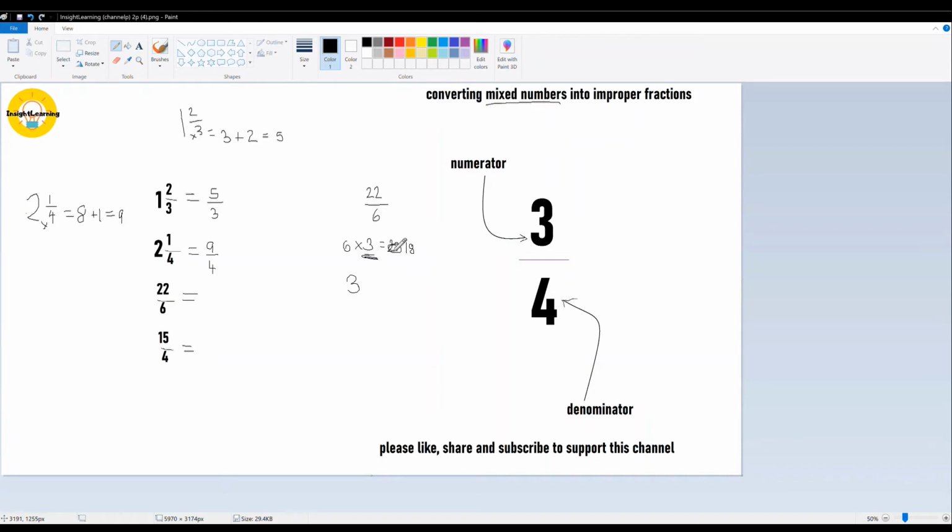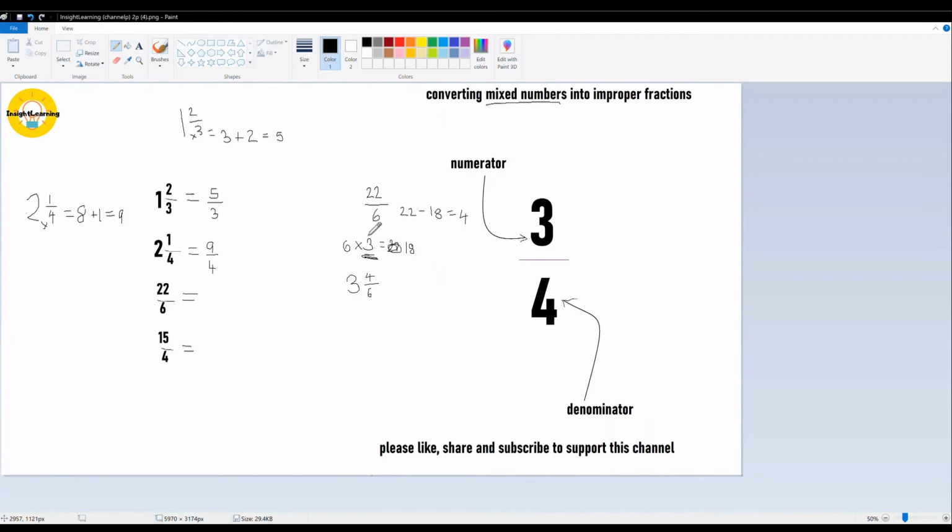So 6 times 3 gives us 18. So when we subtract 18 from 22, how many have we got left over? We've got 4. 4 is going to be the numerator of the fraction in our mixed number. Now, as the denominator stays the same, 6 is going to be the denominator. So let's go over these steps again.